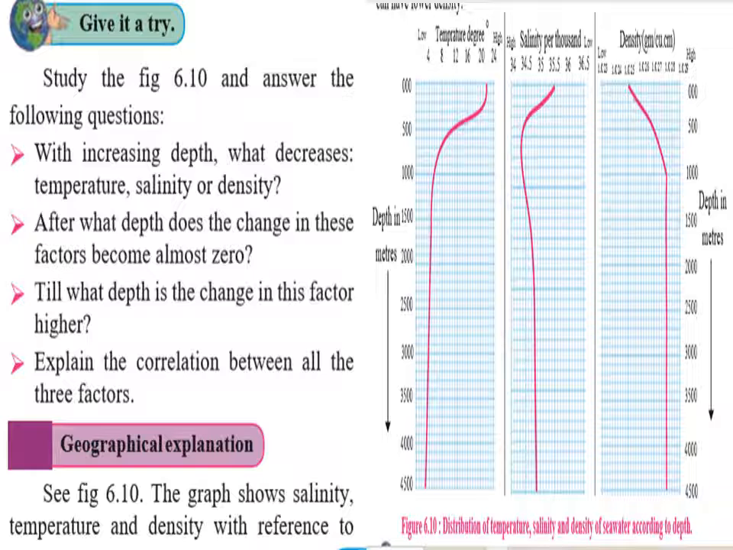After what depth does the change in factors become almost zero? After the depth of 1000 meter. So you can see children, at 1000 meter, there is no change in all the three factors. Till what depth is the change in these factors higher? The higher change can be seen up to depth of about 500 meter.